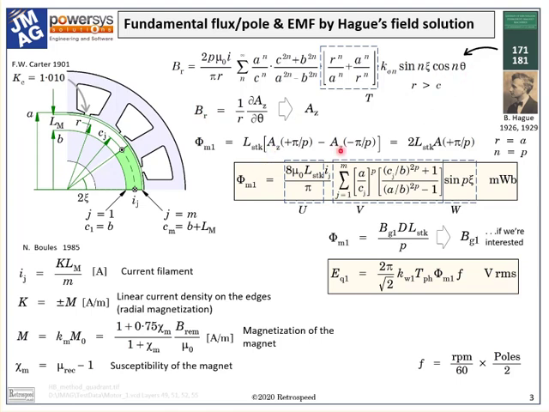Then I take the difference between the vector potentials spaced at one pole pitch, aligned with the center line of the magnet, and if I'm working with only the working harmonic, this gives me immediately the fundamental flux per pole phi m1 in Webers.